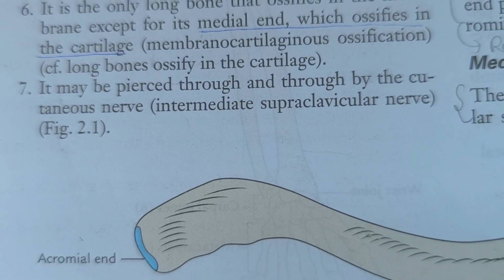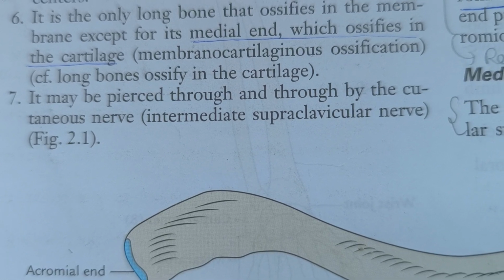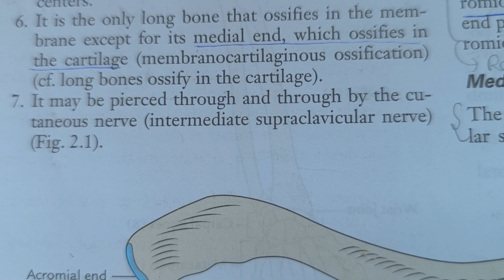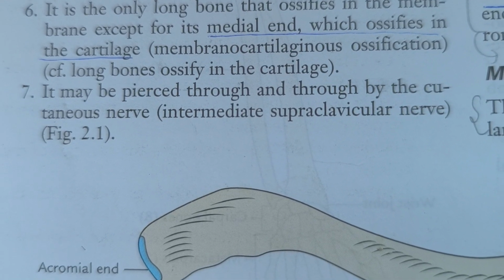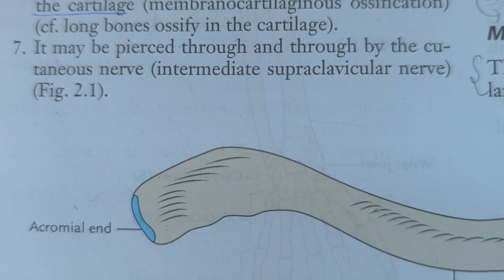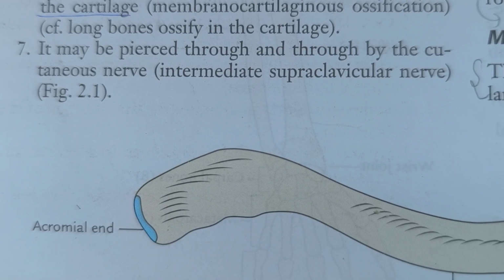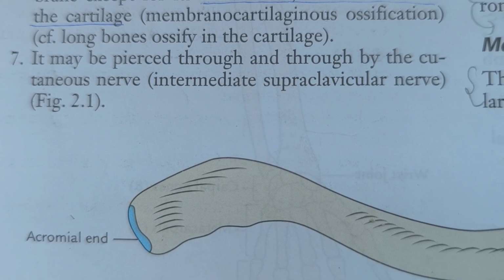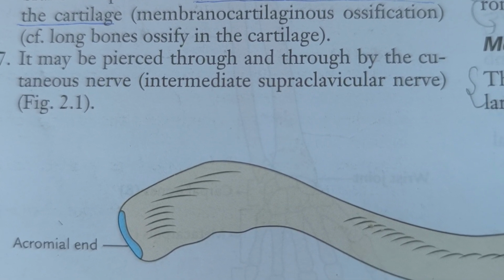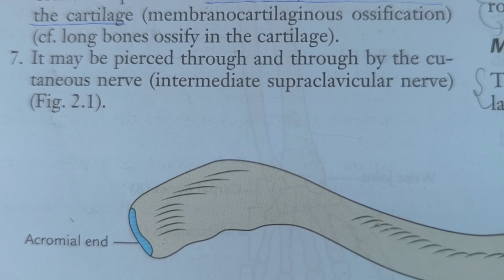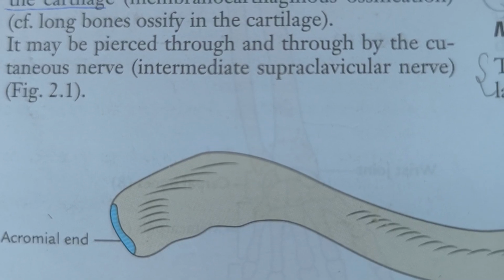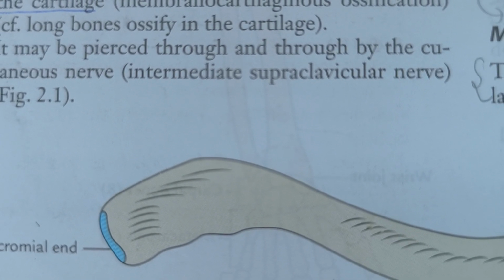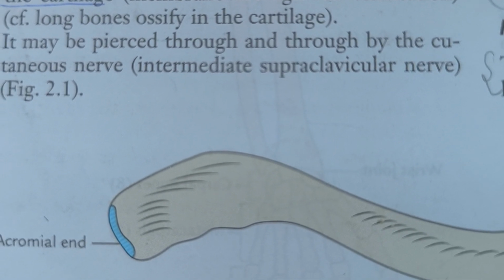Seventh, it may be pierced through and through by a cutaneous nerve, the intermediate supraclavicular nerve. This seventh point is generally missed by students while reading. So repeating again, it is the bone which may be pierced through and through by a cutaneous nerve. The nerve is the intermediate supraclavicular nerve. Remember the name: intermediate supraclavicular nerve.